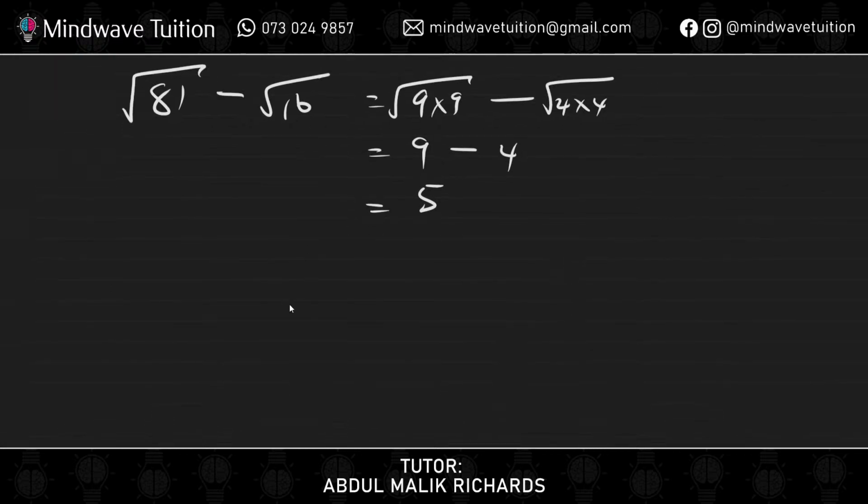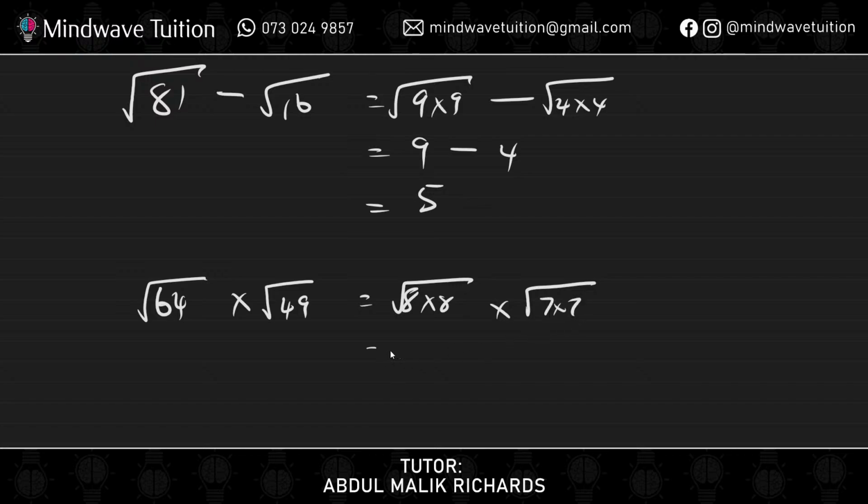And we can multiply square roots as well. So let's take the square root of 64, that's what I want to write, multiplied by the square root of 49. So the square root of 64 is going to be 8, and for 49, that is 7. So that's 8 times 7, which is 56. So we can multiply two square roots together as well.